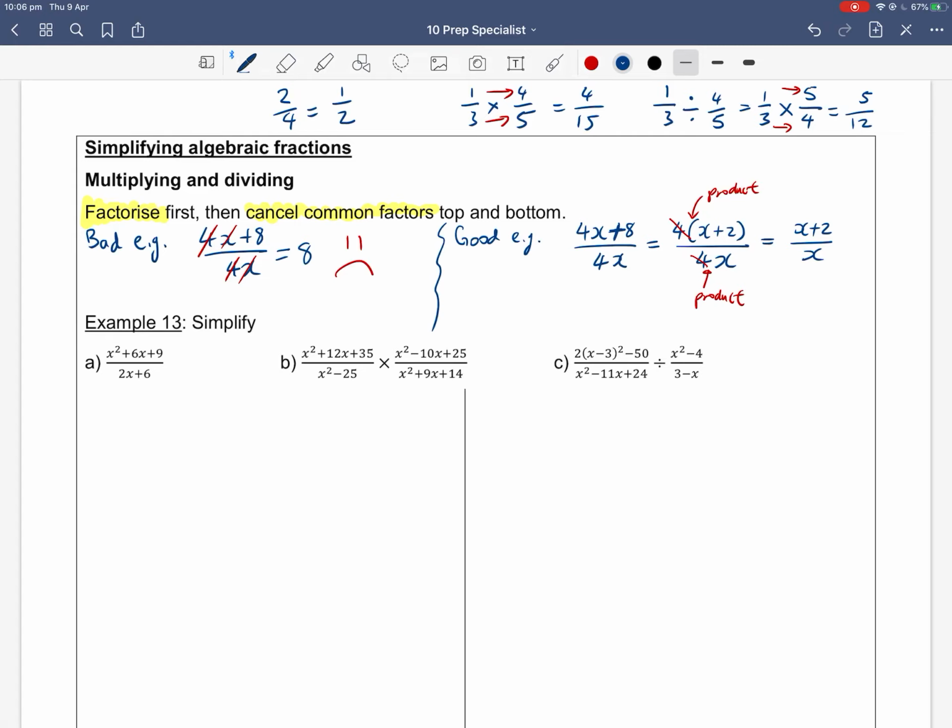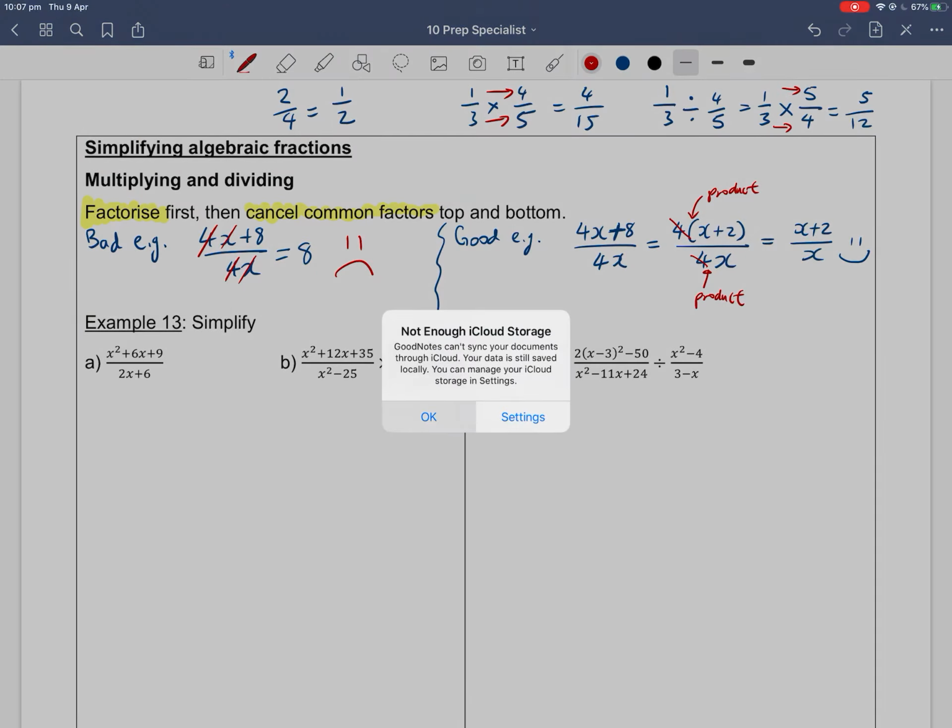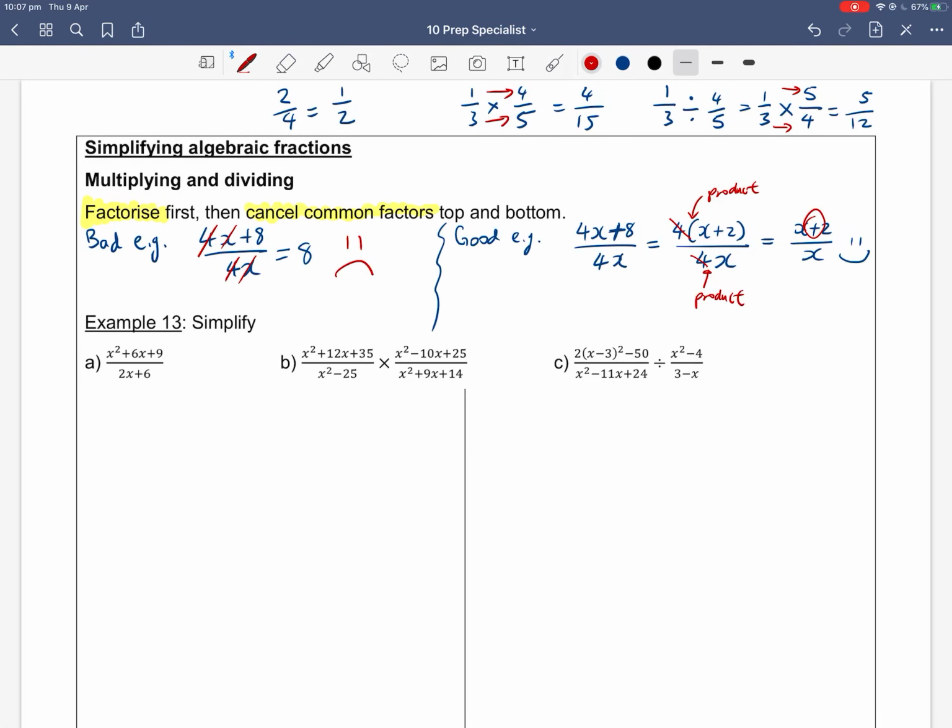Now that is what a good person would do. Now you would not go any further with the x plus 2 over x because this is not a product. This is an addition, not a multiplying. So it's not a factor. It's not a product of factors. So we can't cancel the x on the top and bottom. So key point is make sure you factorize, then you can cancel the top and bottom which are multiplying together.